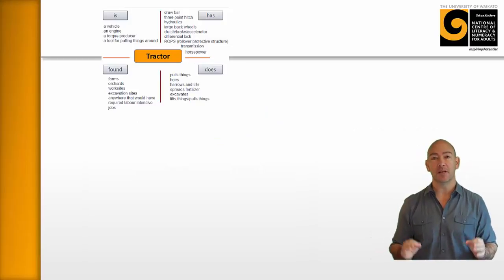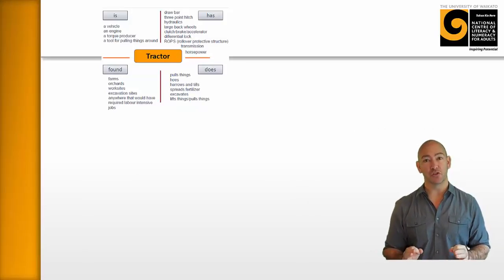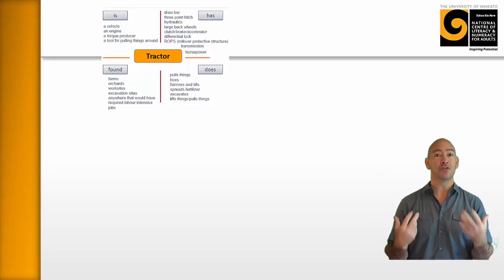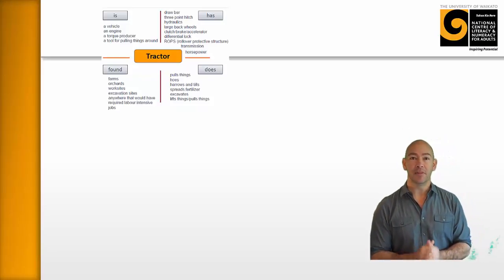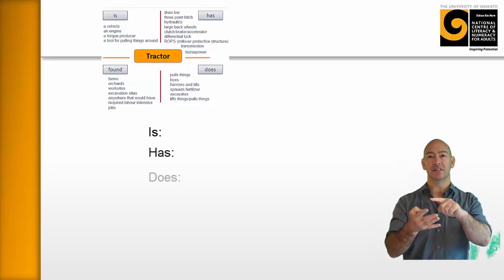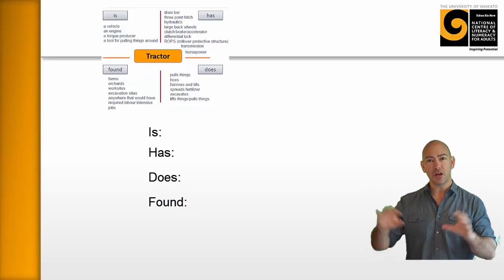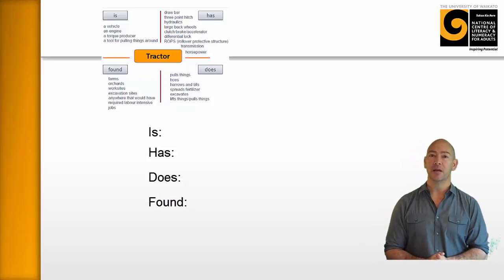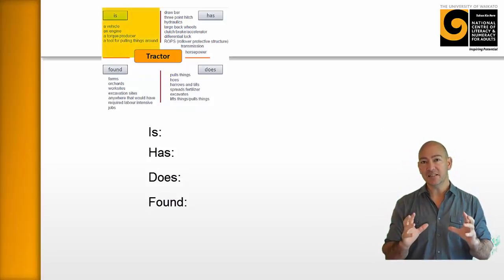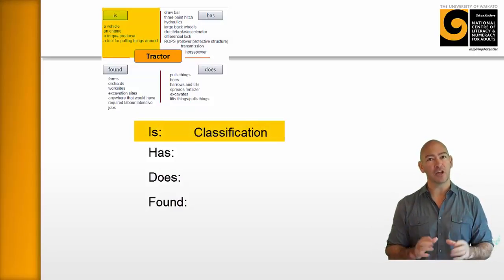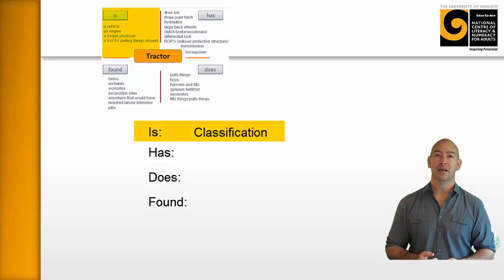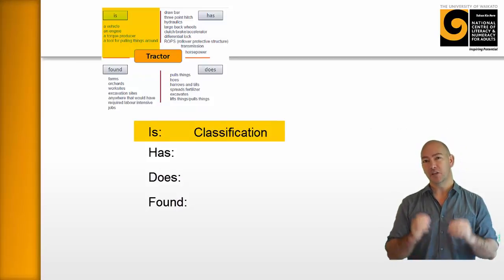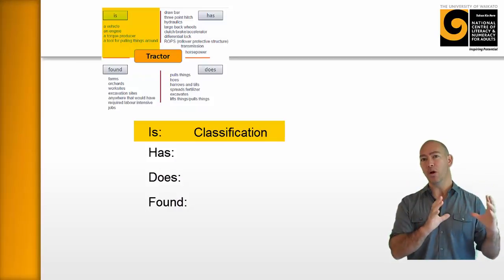Now the concept map is more than just a structured brainstorm, although it is that. It also has multiple levels of complexity, and I'll just share with you what one of these is. The 4 tags, is, has, does, and found, allow the learner to not only structure their thinking, but to categorize their thinking. I'll give you an example. When we use the tag is, what we're doing is we're classifying the object. So a tractor is a vehicle or a tool, really, a tool to do a task. So we're classifying what that is.